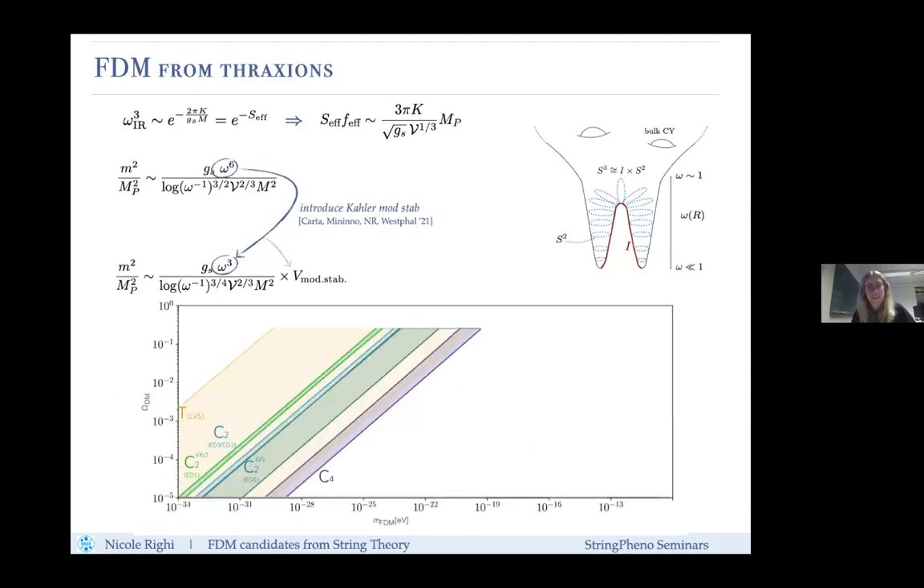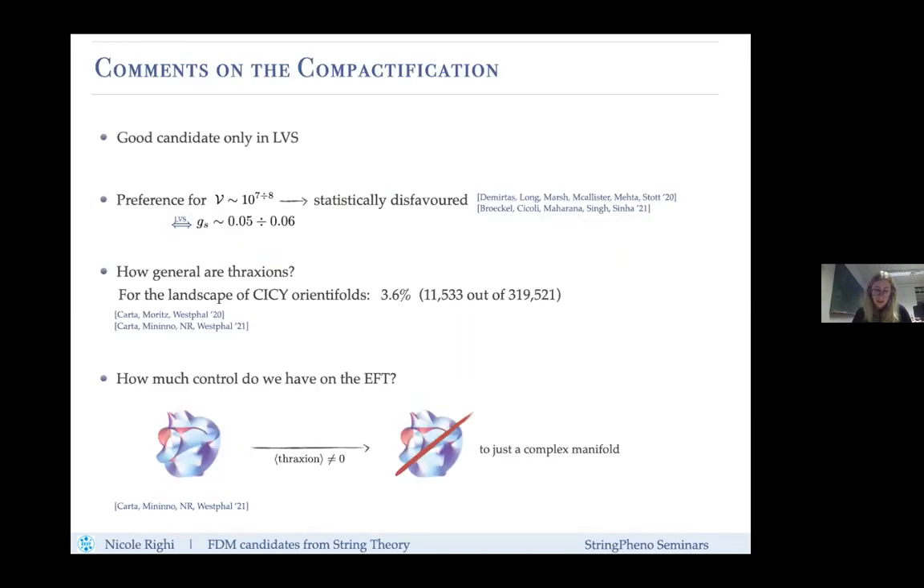Okay, so now let me give you the prescription for my compactification in order to have fuzzy dark matter particles coming from the thraxions. As I explained, these are good candidates only in the large volume scenario. However, as opposed to before, these prefer a very, very large value for the Calabi-Yau volume. This was shown to be statistically disfavored in the landscape because smaller values for the volume are preferred. And then one can ask, how general are these thraxions?